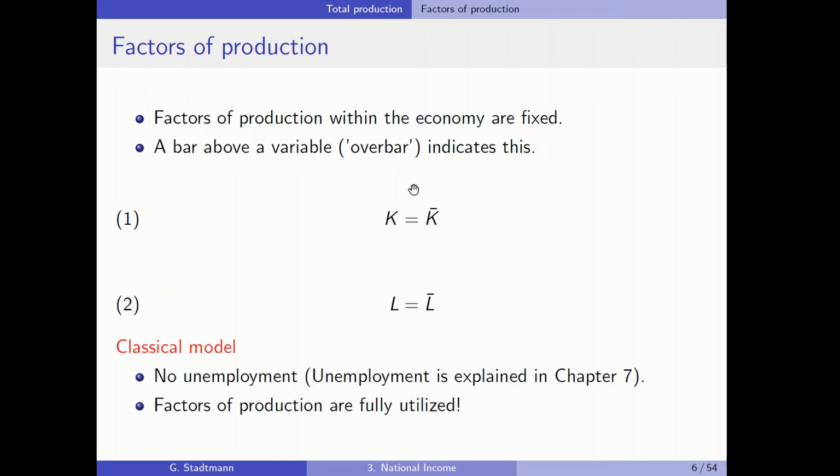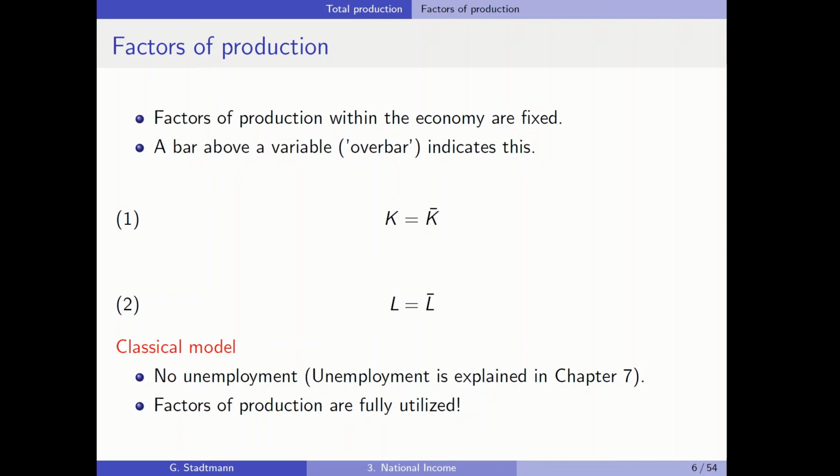Then it is also very important to understand that we are looking at a classical model. In a classical model, unemployment is not a problem. There is no unemployment in this model class. Unemployment will be explained in chapter 7. The factors of production are fully utilized, so the whole labor force is working and the economy is also using all the machines which are available.